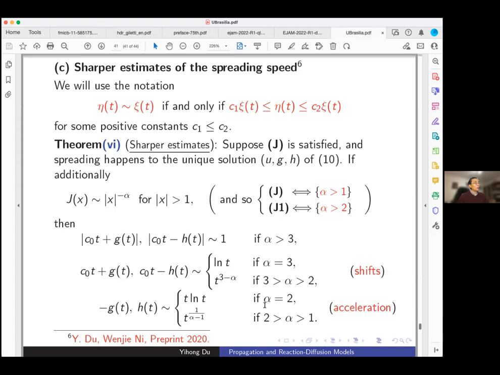When alpha is between 1 and 2, the basic assumption is satisfied, but J1 is not satisfied. We have accelerated spreading. Then how fast does it go to infinity? We proved that when alpha equals 2, it goes to infinity at this rate, faster than linear: t times log t. When alpha is between 1 and 2, it goes to infinity even faster. It's t to a power which is greater than 1. So this is accelerated spreading. I think that's all.